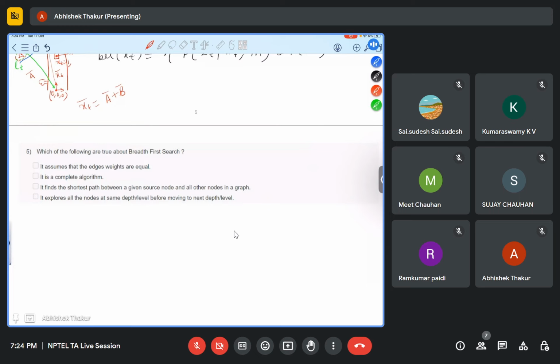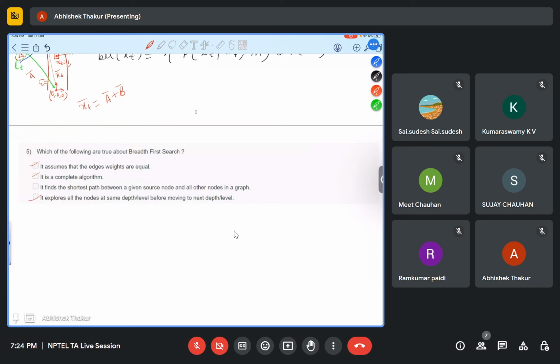The second option is it is a complete algorithm. Yes, it explores all the nodes in that map. Third is find the shortest path between a given source node and all other nodes in a graph. No, this is not correct. And it explores all the nodes at the same depth level before moving to the next depth level. Yes, this is correct. So A, B, D is the correct answer.